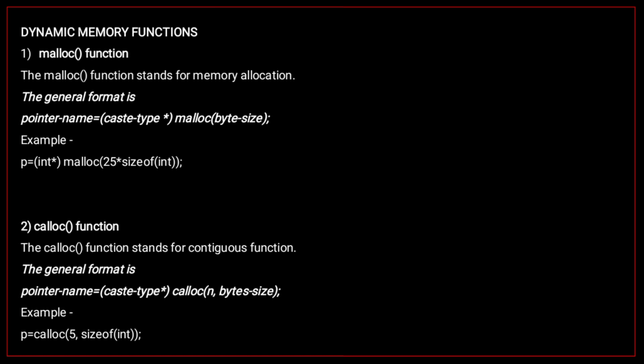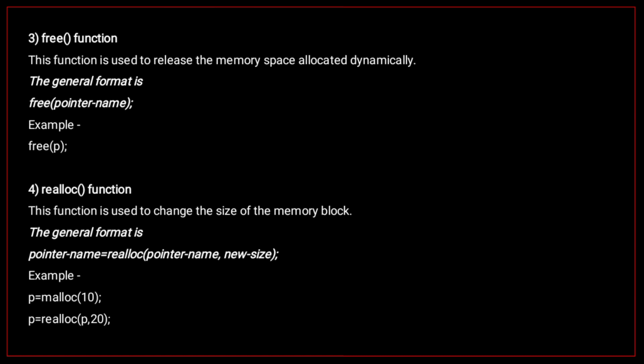Now the next function is the free function. This function is used to release the memory space allocated dynamically, and this is the general format of the free function: free(pointer name); And this is the example: free(p); In this example, p is the pointer variable that contains the address of the first byte of the memory block allocated by either the memory allocation function or the contiguous allocation function.